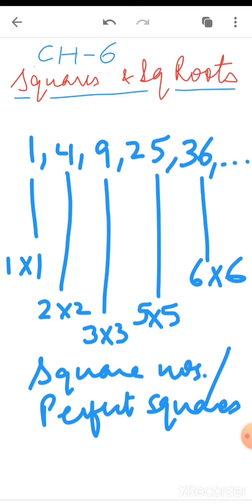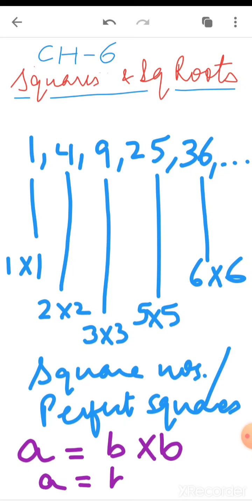So, in general, we can write A is a square number if it can be expressed as B multiplied by B, where B is a natural number. We can write A as B square. B square means B multiplied by B. B is multiplied by itself. So, a square number is obtained by multiplying a natural number by itself. I hope the square numbers are clear to you.